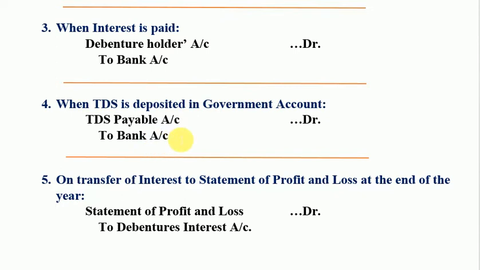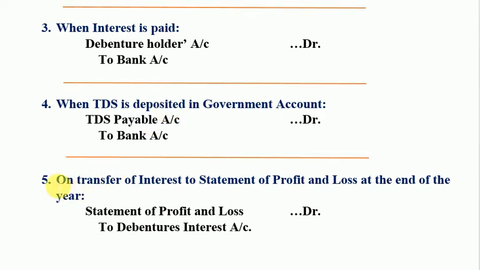If we combine the entries of 3 and 4, the accounting entry will be debenture holder account debit, TDS payable account debit to bank account. We can do this type of entry at the time of paying the amount of interest to the debenture holder, or we can do separate entries like entry number 3 and entry number 4.